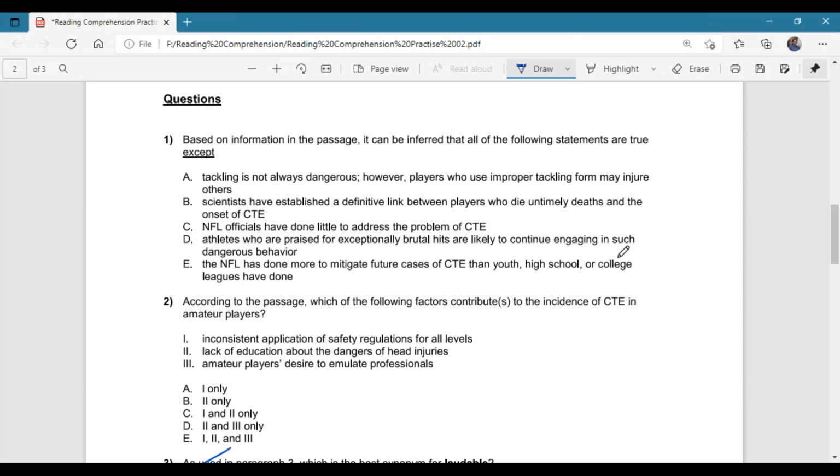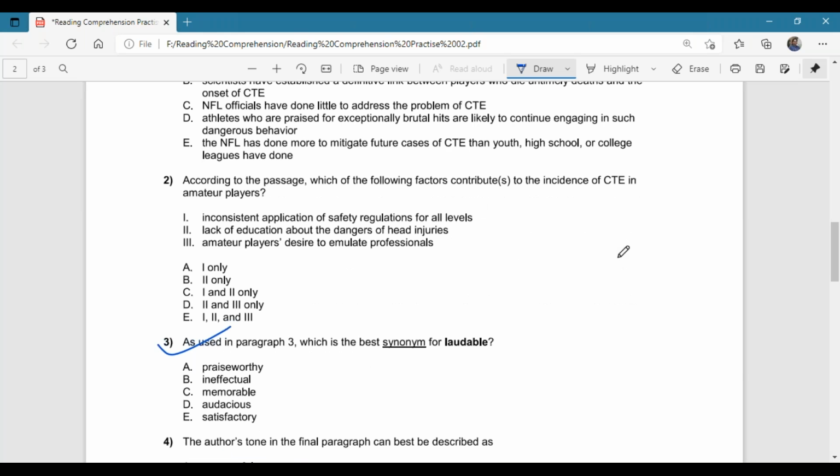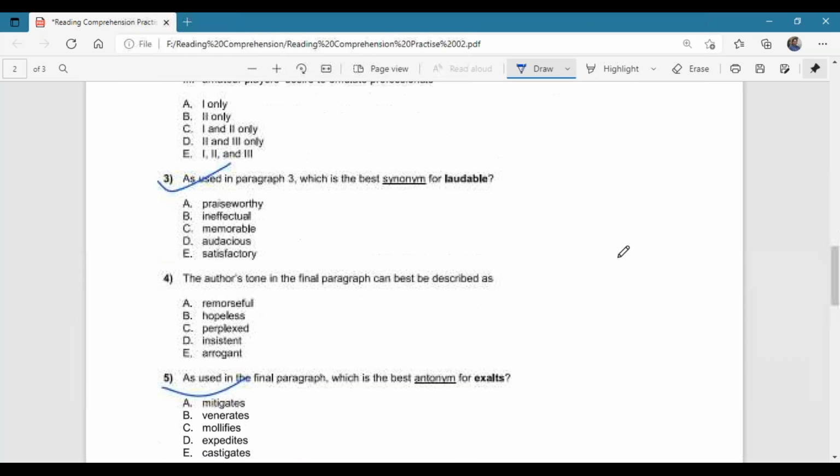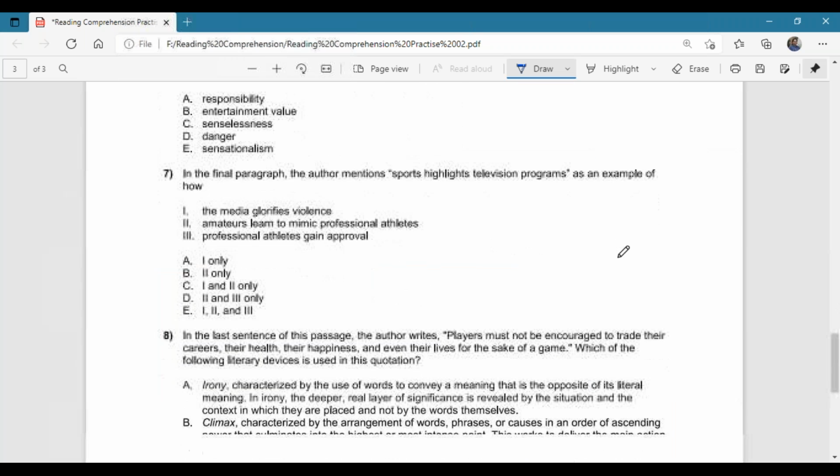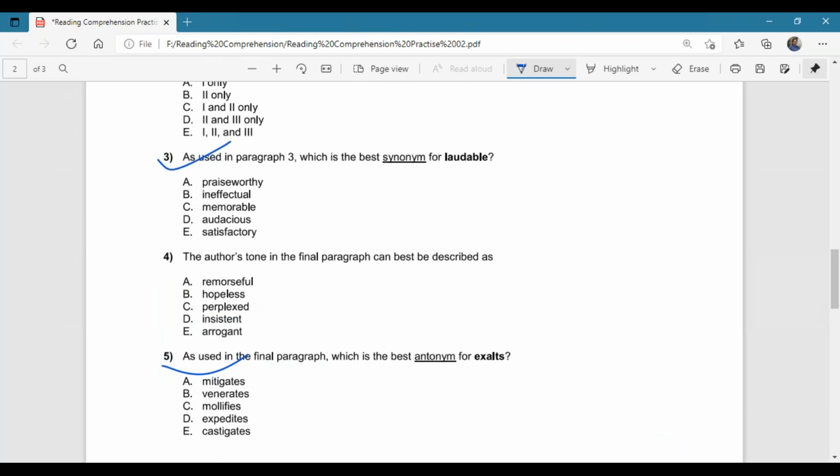Right. So look at this particular passage here. First of all, you can solve question number 3 and question number 5 first. And then we will look into the other questions. So what is the best synonym for laudable? What do you think is the right answer? What is laudable? So what do you think laudable means?